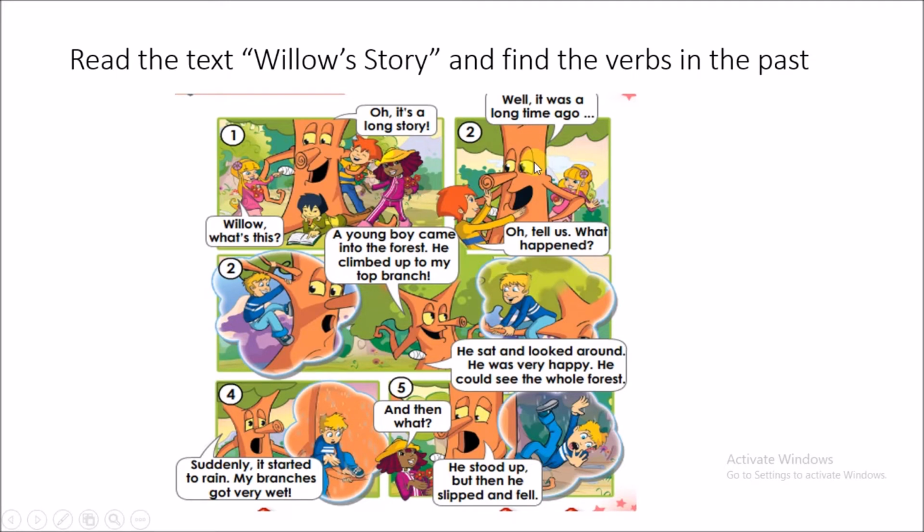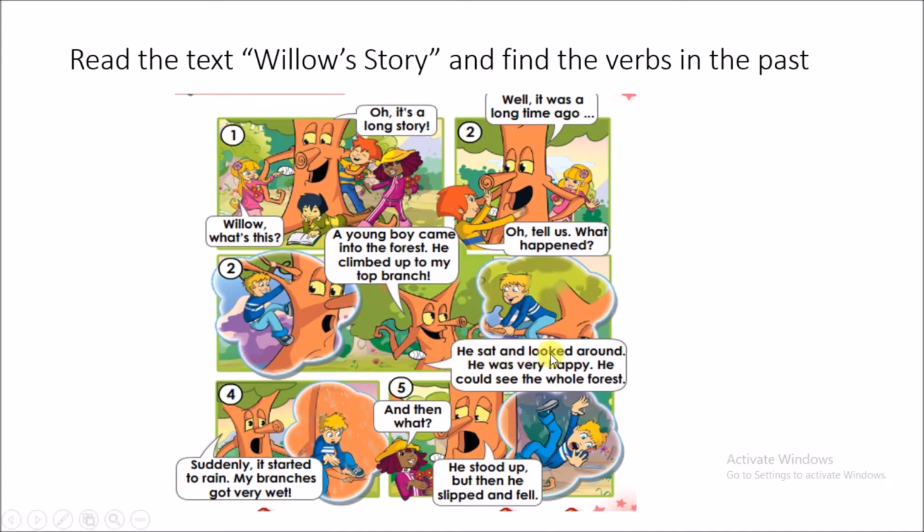And Willow starts to tell the story. Well, it was a long time ago. And we have here the verb was, which is an irregular verb. A young boy came into the forest. We have here the verb came, which is an irregular past verb. He climbed up to my top branch. Climbed ends with ed, and we know that it is a regular verb.